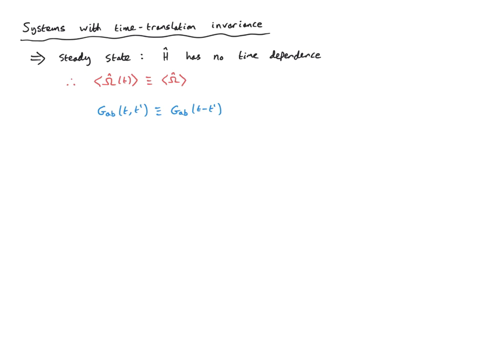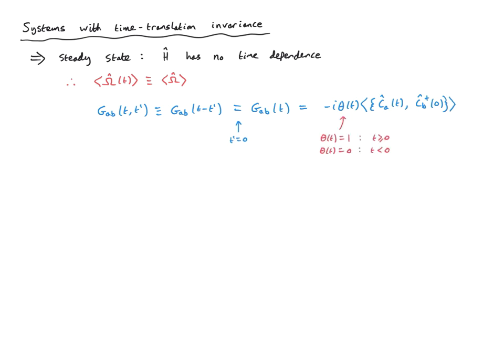Indeed, since we can slide t and t' backwards and forwards in time and still get the same answer, why don't we simply choose t' to be equal to 0? This then gives us that the Green's function G_AB is a function simply of the time t. In terms of the fundamental definition of our retarded Green's function, we can then write that G_AB(t) is equal to minus i theta(t) times the thermal expectation value of the anticommutator of c_A evaluated at time t and c_B† evaluated at time 0.